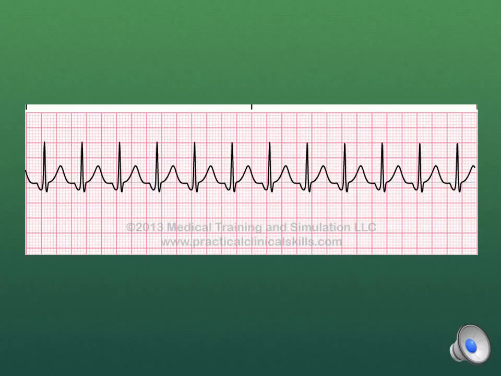All right, our rate is about 150, 140. It looks regular. It's got narrow QRS complexes. No T-wave abnormalities noted. And we do have, looks like, some inverted P waves just shy of the QRS. And so this is another example of junctional tachycardia.